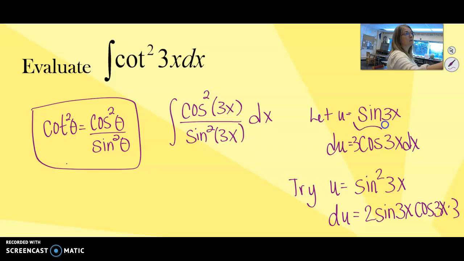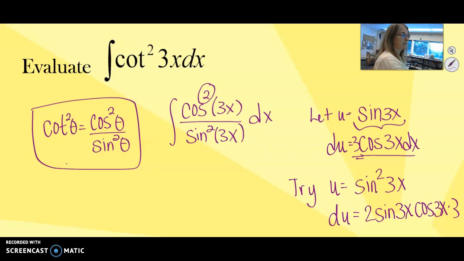If you try to let u equal sine of 3x, then du would be 3 cosine of 3x dx, but I wouldn't have cosine squared 3x. So in u-substitution, I can't square something. I can only multiply or divide by something. That's the only thing that I can alter. I could throw the 3 in, but I cannot make the function squared.